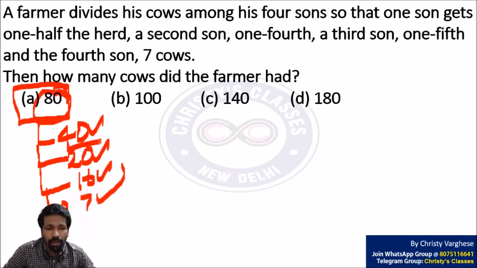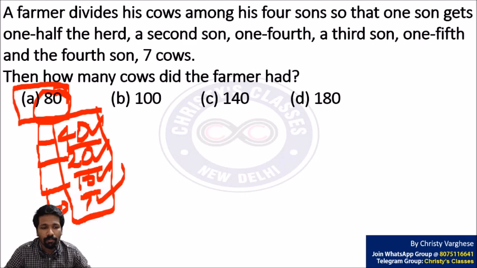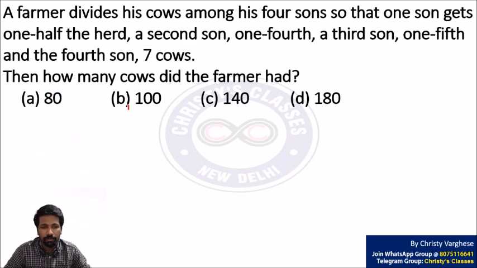But here, if you add these 4, you are not getting 80. That means that is a contradiction. It is giving you 83. Farmer had only 80 cows. Then how, when you add up the partitions, will you get more than 80? That is impossible. That is why option A is wrong.